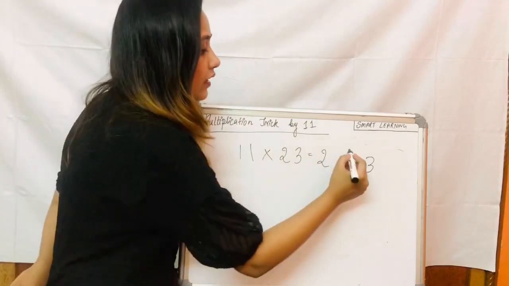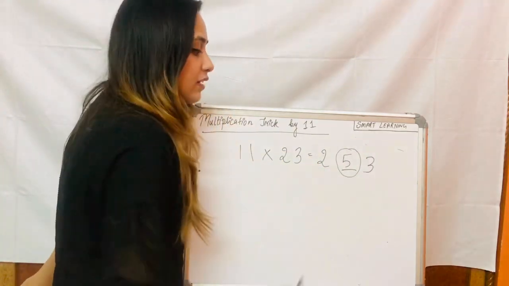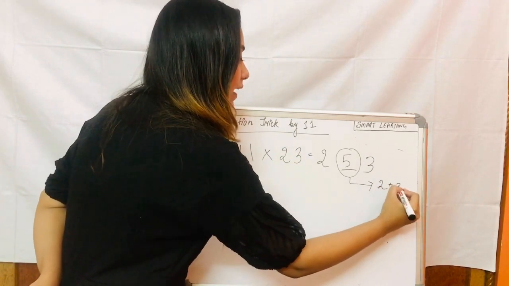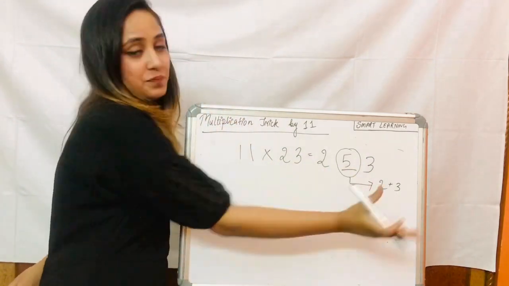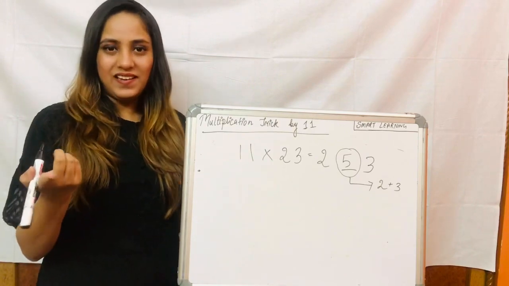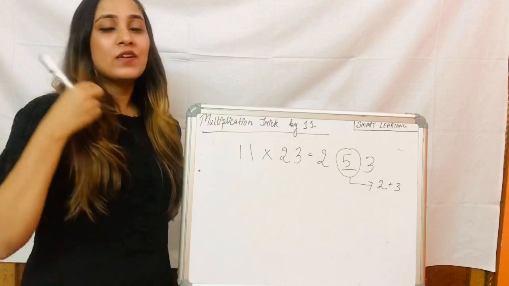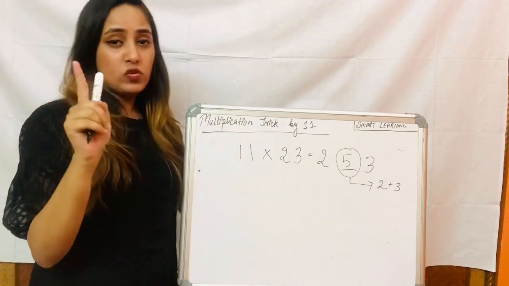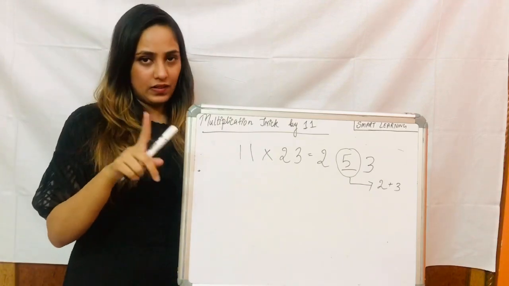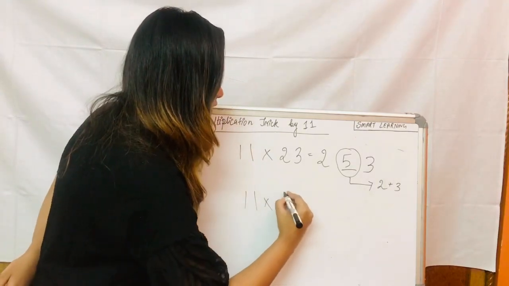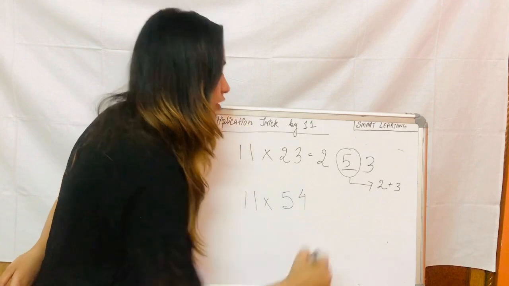I'll again repeat, this 5 is nothing but the addition of the extreme digits, that is 2 and 3 in this case. Easy, right? That's the simplest way where you can really calculate fast, but this trick will only work with 11. I'll take one more example. Let's say 11 into 54.